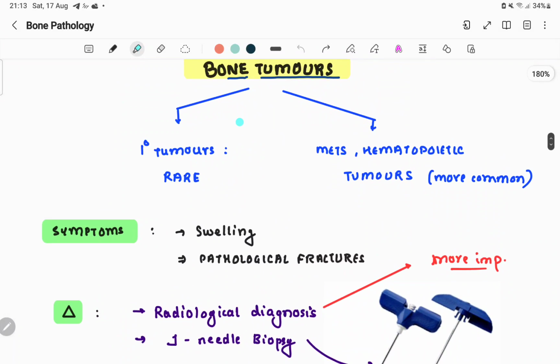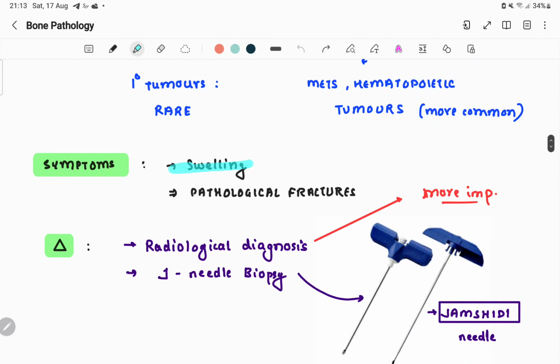Okay, so bone tumors: primary tumors of the bone are very rare. But the metastasis and hematopoietic tumors are more common. Metastasis is more common in bone. What are the symptoms? Basically there will be swelling and pathological fractures, not physiological fractures, pathological fractures.